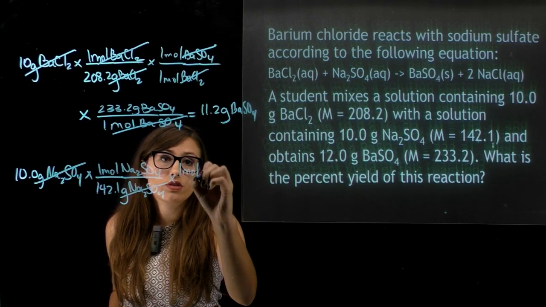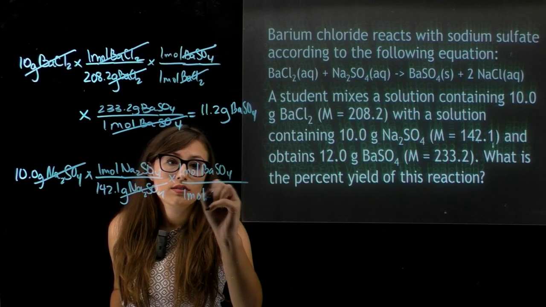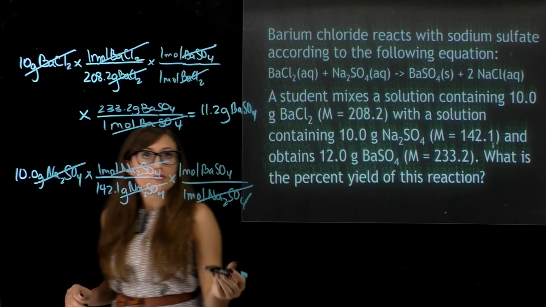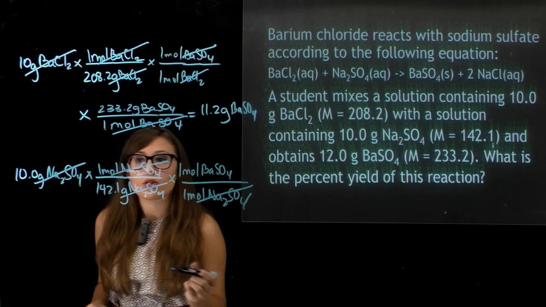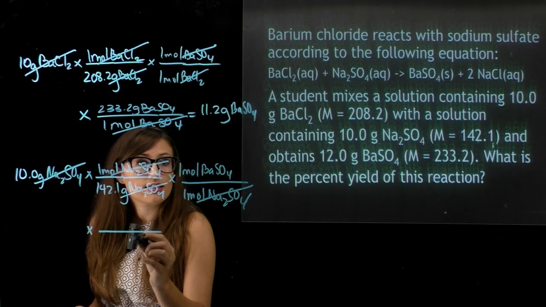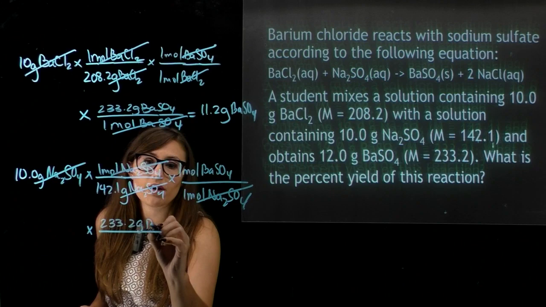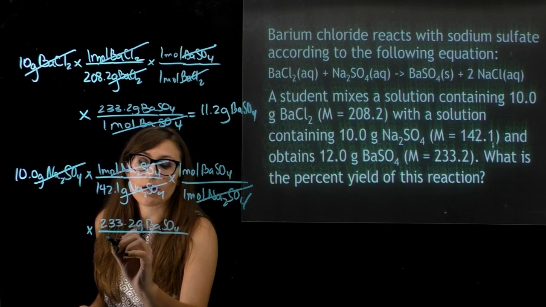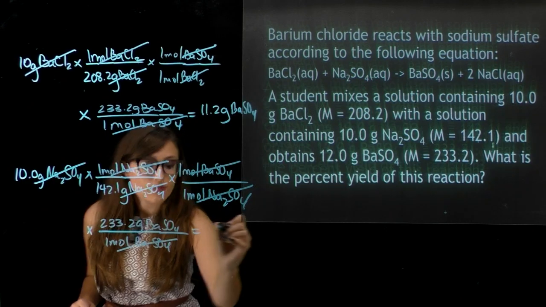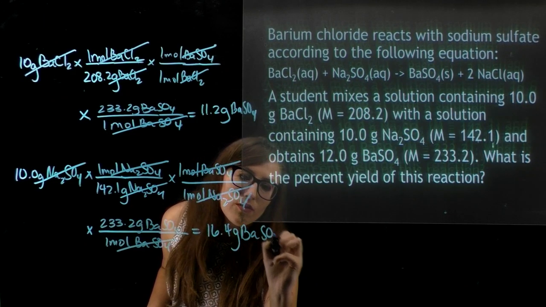Now that we're in moles of sodium sulfate, we can use the ratio, which is a 1-to-1 molar ratio, in order to convert to moles of barium sulfate. Moles and moles cancel out. And now we need to do the same thing, convert moles of barium sulfate to grams of barium sulfate to determine which of the two reactants is going to limit my overall reaction. So 233.2 grams of barium sulfate divided by 1 mole of barium sulfate. My moles cancel out, and I'm left with 16.4 grams of barium sulfate.